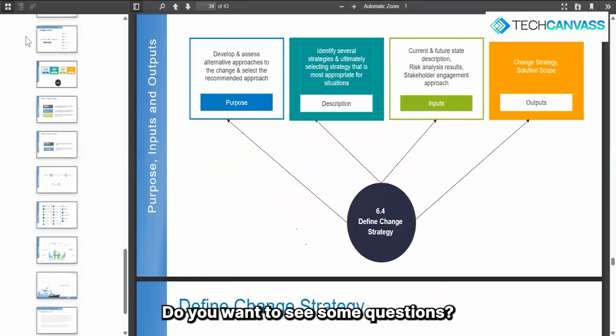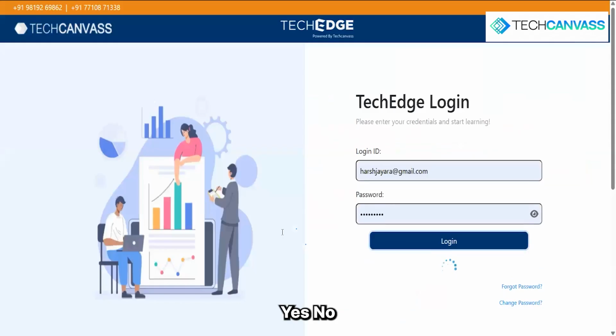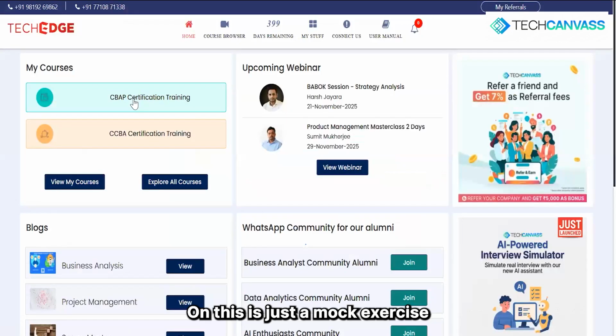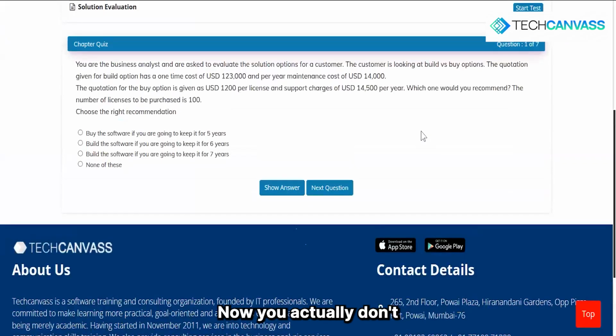Do you want to see some questions? Want to give it a try? Yes, no? This is just a mock exercise. You all can do it. Now, you actually don't have to calculate this. Just give me the approach that you're going to take. It's a math-based question, but a simple one. Have a look at this carefully. You may have these kinds of questions. Come on, guys, any thoughts? You don't have to calculate it right now. We have only 10 minutes left. I would like to cover all the questions.